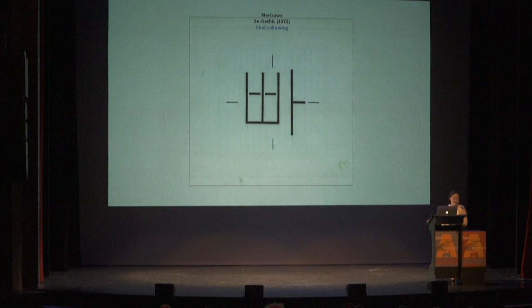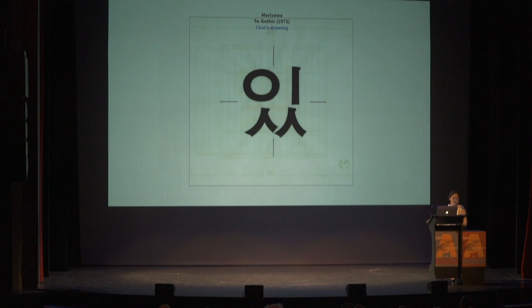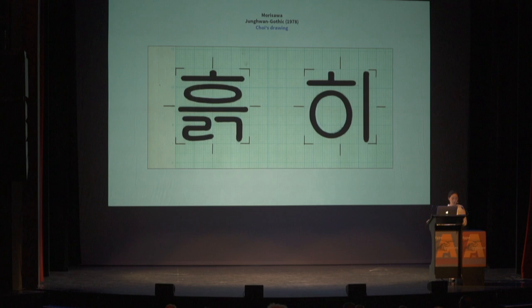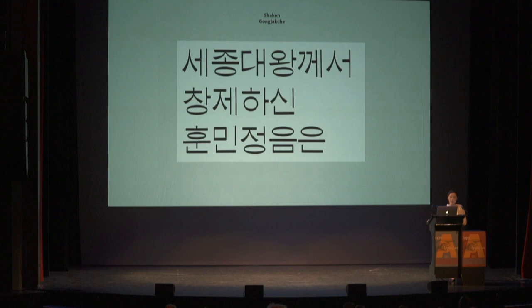I'm going to show more drawings of Choi. This is Morisawa Segodik. You can see ink traps. And Morisawa Tegodik. To get better printing quality, Choi designed his sans serifs with little bumps and concave stems. Hangul sans serif type A, which I showed you before, came from this. And this is Morisawa 활자체. And this is Morisawa 중환 고디. And Shaken 공작체. And this is 초특태 고딕.